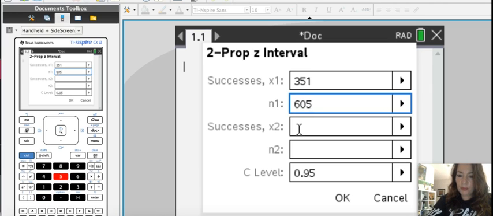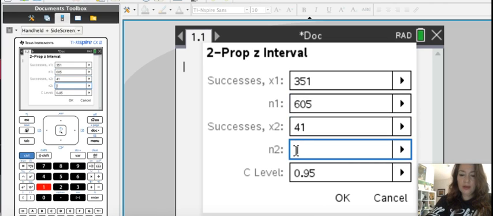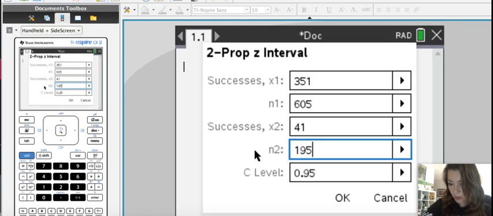And the second proportion was the smokers, which is 41 over 195. Now, if you're wondering which proportion to put in first, it doesn't really matter as long as you're consistent. I like to put the higher proportion first. That way the difference is positive.